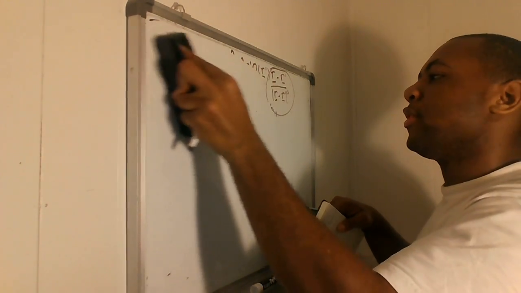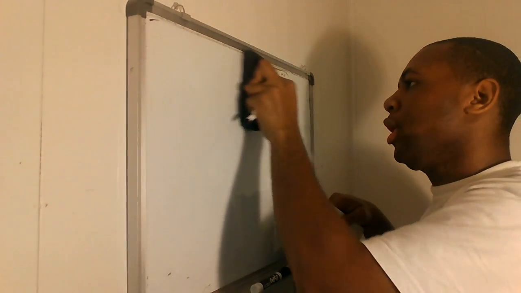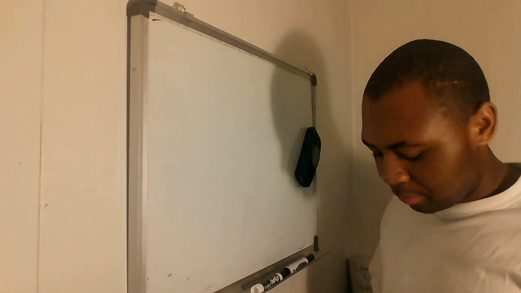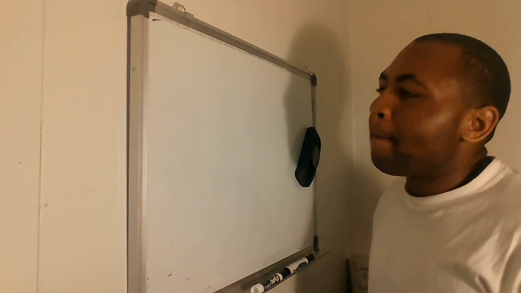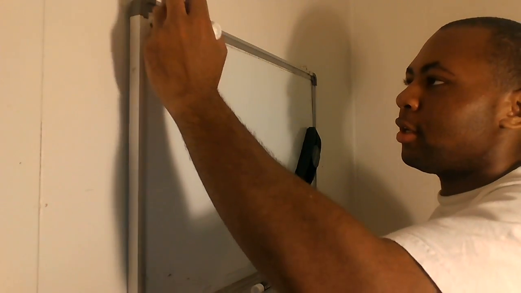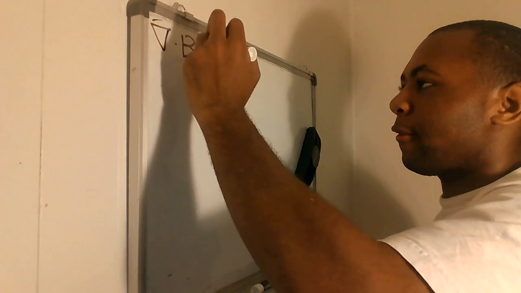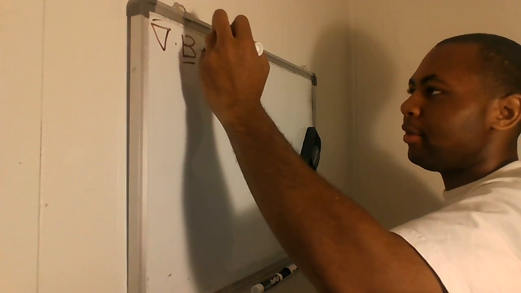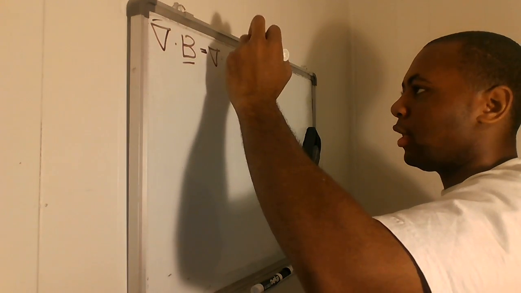So far, so easy. Somewhat difficult to explain, but so far so easy. Zangwill then asks us to evaluate the divergence of a B field. And what does a B field look like? Well, the B field looks like this.